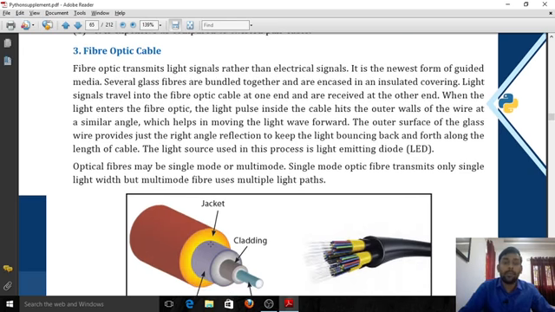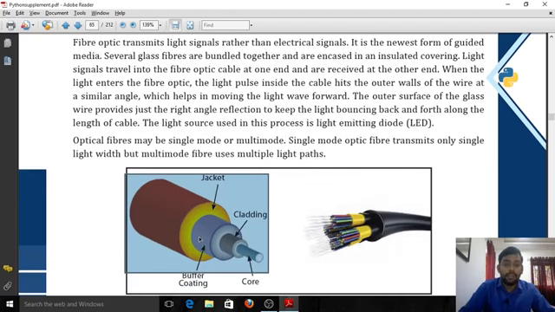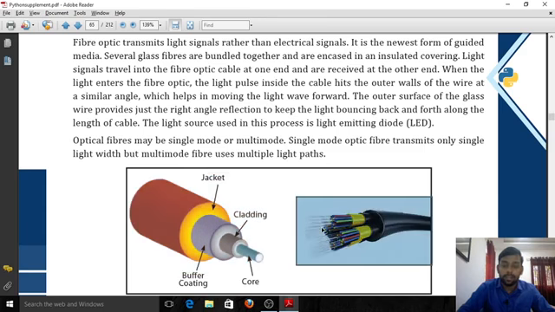Here is the structure of fiber optic cable, or we can call it optical fiber cable. We have a jacket here, and a cladding. Then we have the buffer coating. Then we have the core. This is the core, and you can see this image.